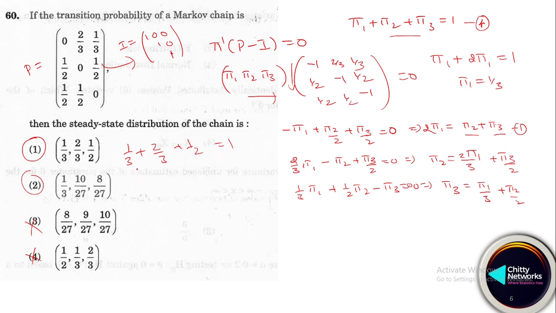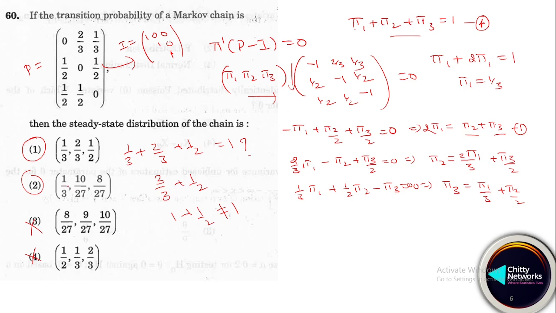Okay, so this is 1/3 plus 3/3 plus 1/2, this is 1 plus 1/2, this is not equal to 1, but the result should be that pi 1 plus pi 2 plus pi 3 should be 1.